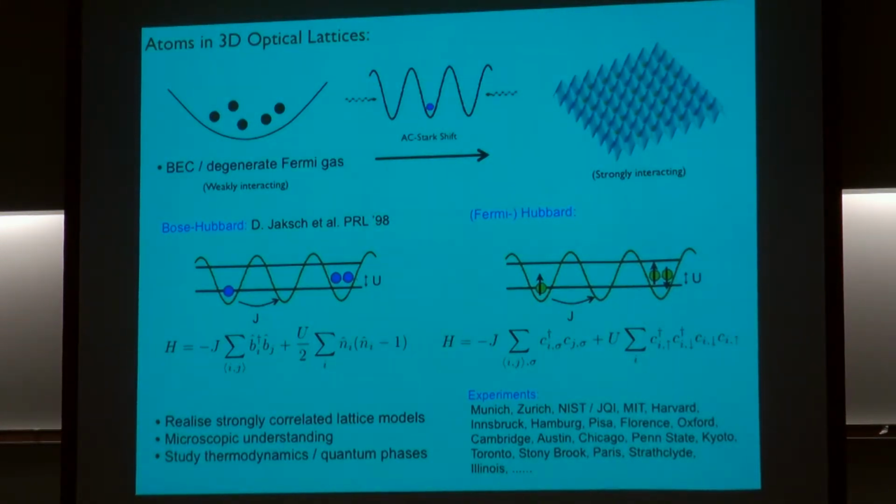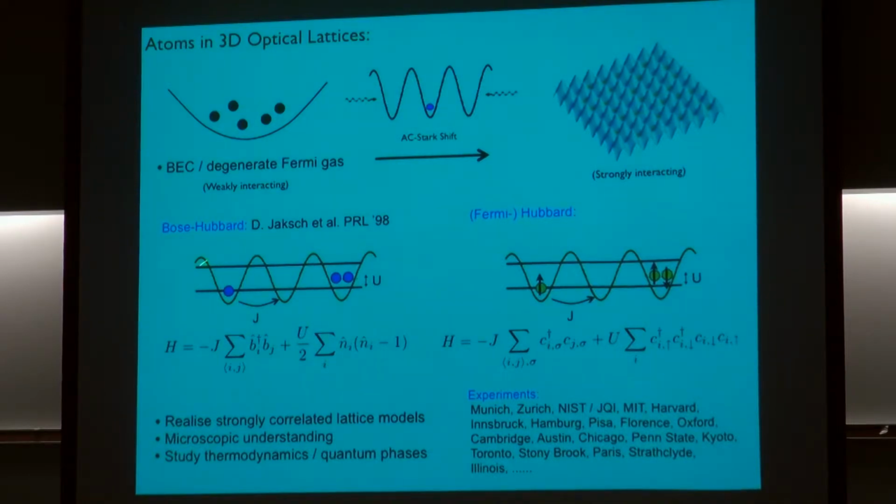So the background to the things that we do is probably very well known here at the JQI. There's been an enormous amount of interest in the last 15 years or so in taking degenerate Bose and Fermi gases, where we have very good microscopic control in experiments and also good microscopic understanding in theory of the interactions and of the motion of these atoms, and loading them into optical lattices in order to realize strongly interacting lattice models of the type that people more often discussed previously in solid-state physics.